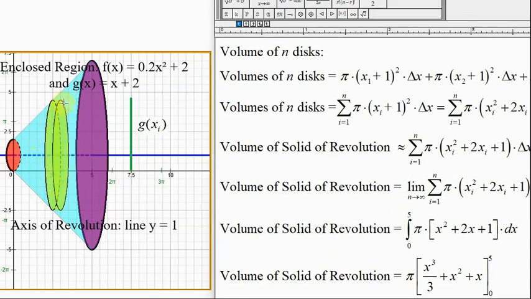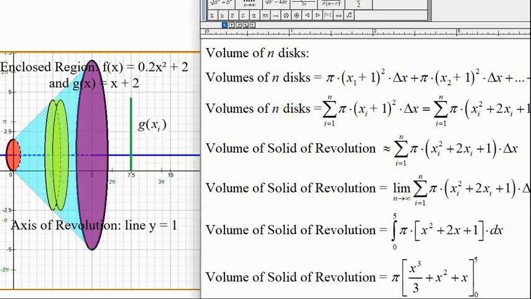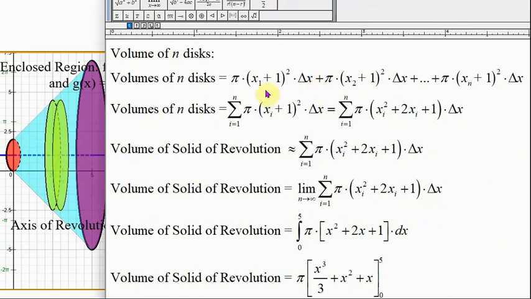Now, if we slice this outer solid of revolution into n slices, or n disks, then the volumes of the n slices would look like this. This would be the volume of slice number 1, the volume of slice number 2, and then the volume of the nth slice. Then using summation notation, we would have i running from 1 to n with the expression pi times x sub i plus 1 squared times delta x.